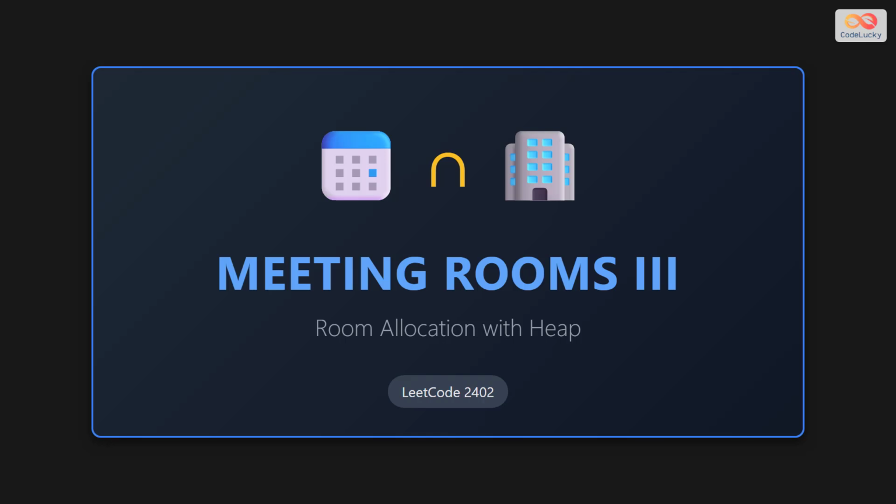Welcome back. Today we are tackling Meeting Rooms 3, a challenging problem about resource allocation. We will explore how to efficiently manage meeting room assignments using priority queues, also known as heaps. This corresponds to LeetCode problem 2402.